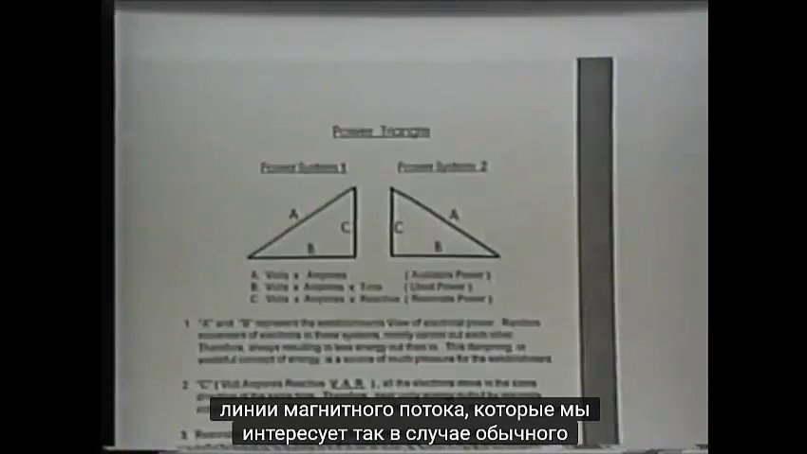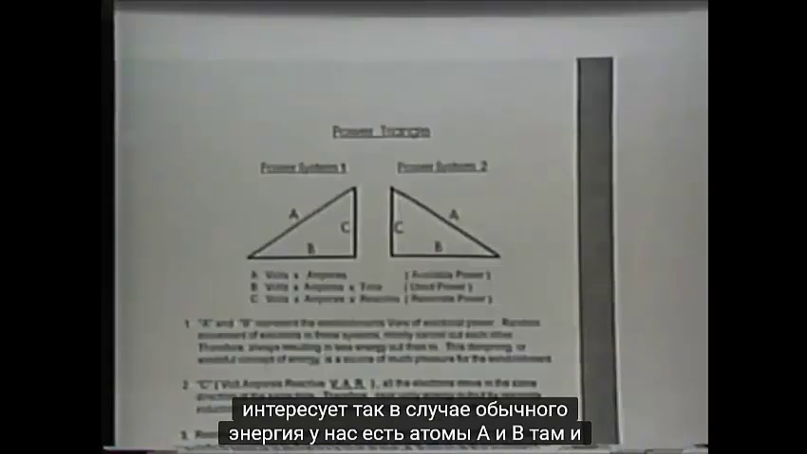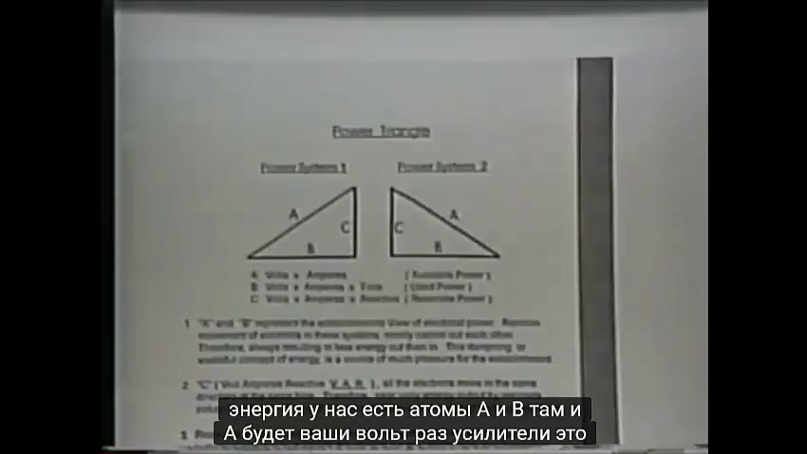So in case of conventional energy, we've got items A and B there, and A would be your volts times amps.